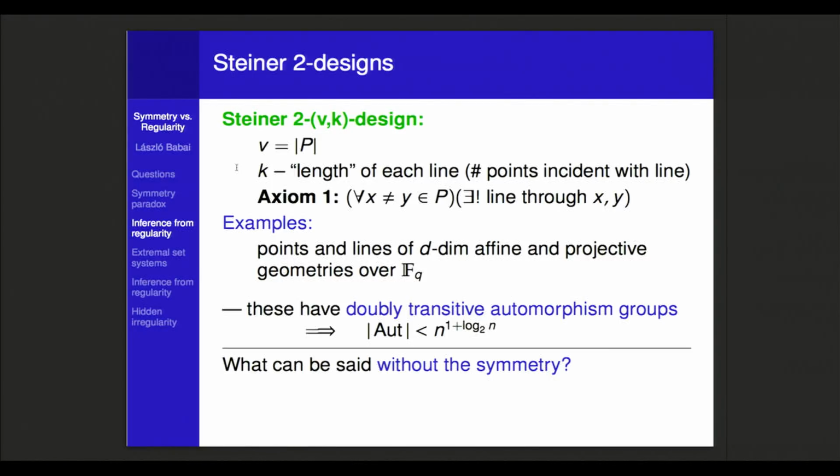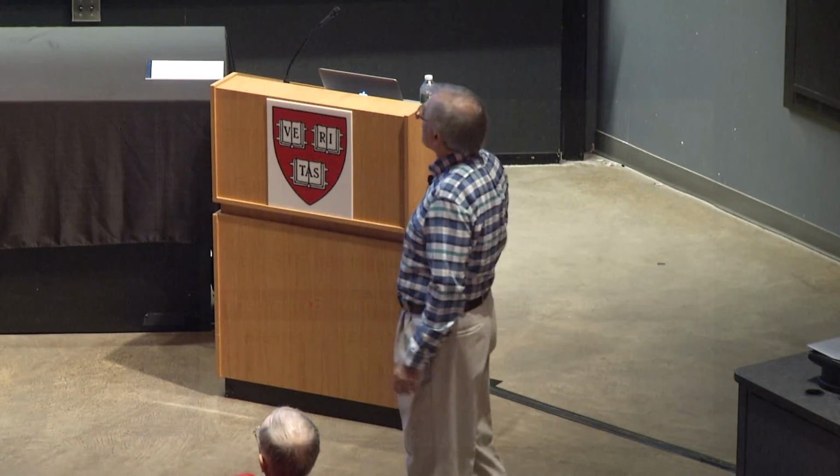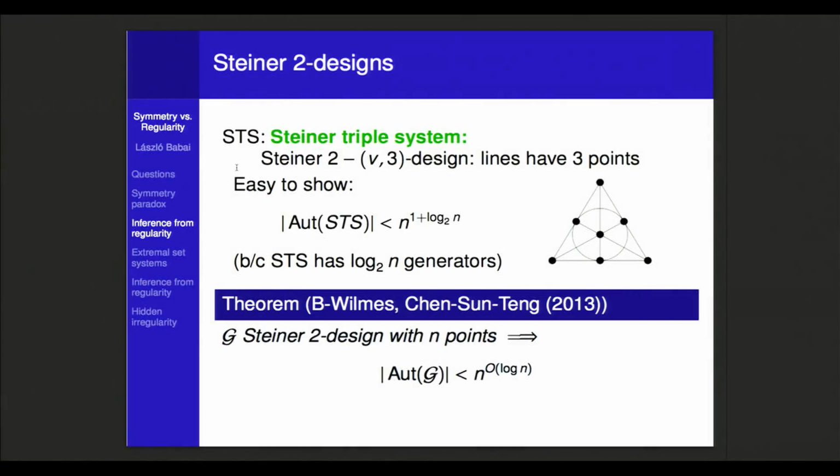So if we just assume that we have a Steiner 2 design and we don't assume anything about its automorphism group, well, a Steiner triple system is a system where every line has just 3 points. So this is an example of that, and it is trivial to show that a Steiner triple system has no more than this many automorphisms. The reason is that a Steiner triple system can be thought of as having a binary operation on its base set. Namely, for every 2 points, you assign the third one. If they are not equal; if they are equal, then you just make it idempotent.